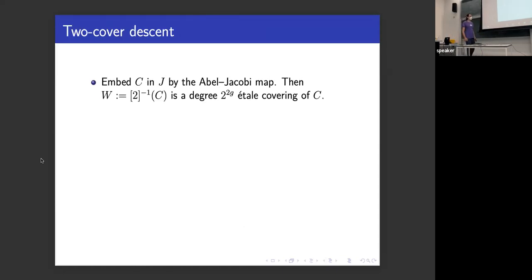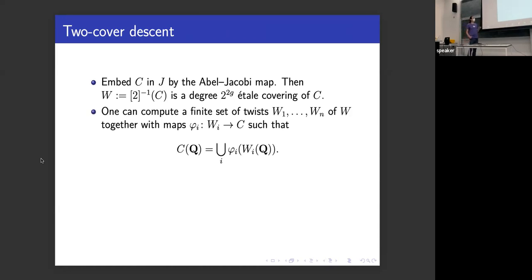So in particular, the descent we're going to use is two-cover descent. So you embed the curve in the Jacobian by the Abel-Jacobi map. I'm going to assume from now on that we always have a rational base point, which we'll assume in fact to be a rational Weierstrass point. Then we have a degree 2^{2g} étale covering of your curve, given by just pulling it back by multiplication by 2 in the Jacobian.